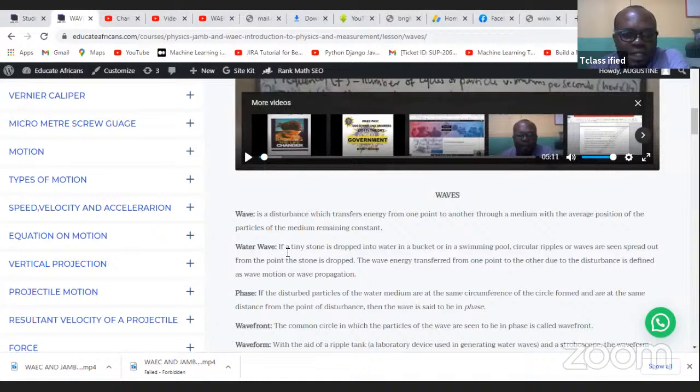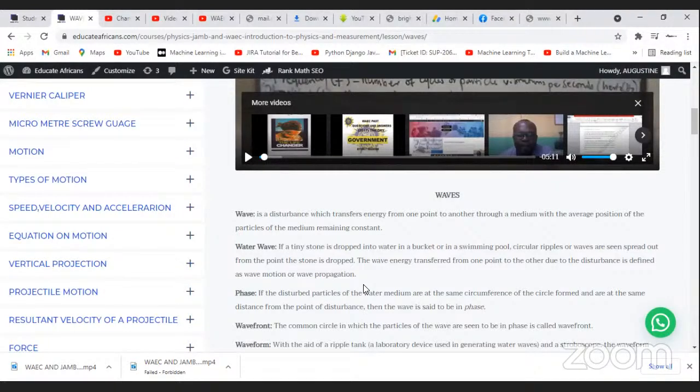Okay, so this is what I just explained to us about water waves. I said that if a tiny stone is dropped into water in a bucket or in a swimming pool, circular ripples or waves are seen spreading out from the point where the stone is dropped. The wave energy transferred from one point to the other due to disturbance is defined as wave motion or wave propagation.